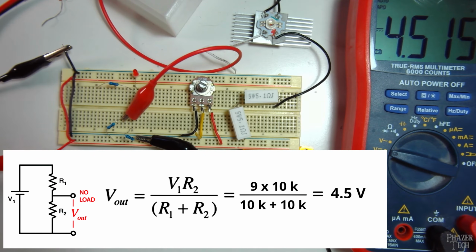Now keep in mind that it's the proportion of these two resistor values in relation to each other that sets the voltage. The resistor values themselves don't matter. In other words, I could replace these two resistors with two 20 ohm resistors, or I could replace them with two 5 mega ohm resistors, and we'd still get the same voltage.